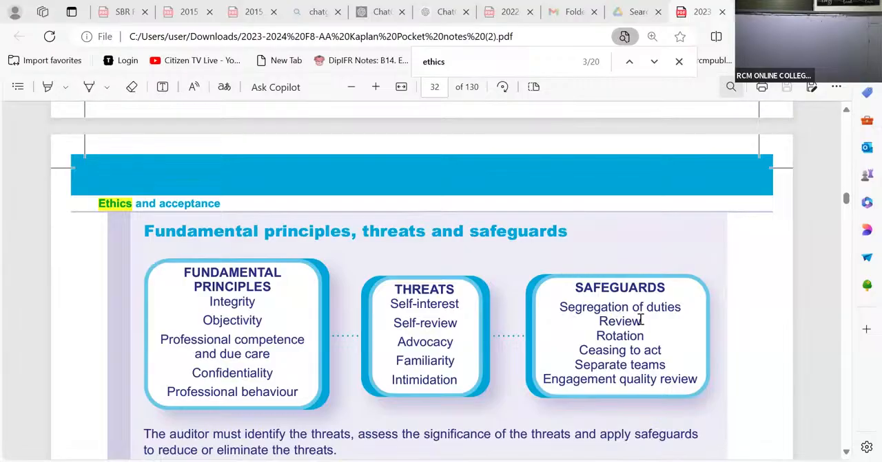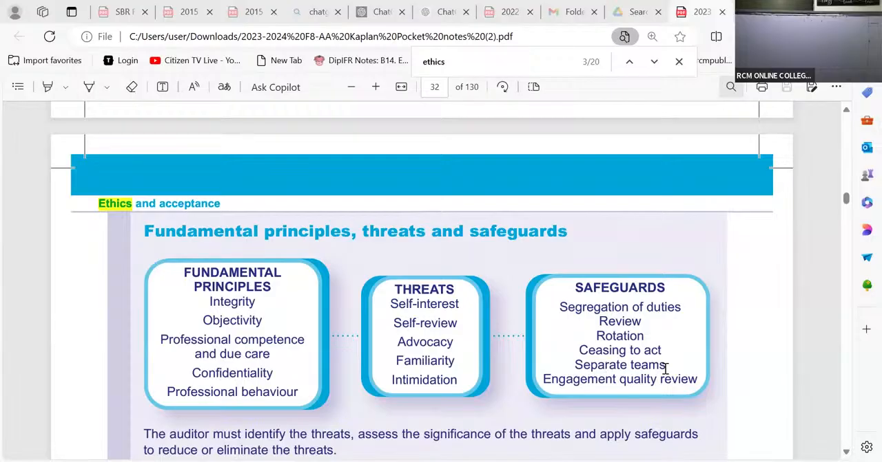Another safeguard: you have to talk about review. You have to talk about rotation, especially of the management partners in this engagement team. This guy, for example, has done his 3 years at ABC. The next cycle, we should have a new partner. Then we have a safeguard for when things become hard, when the threats increase: you cease to act.